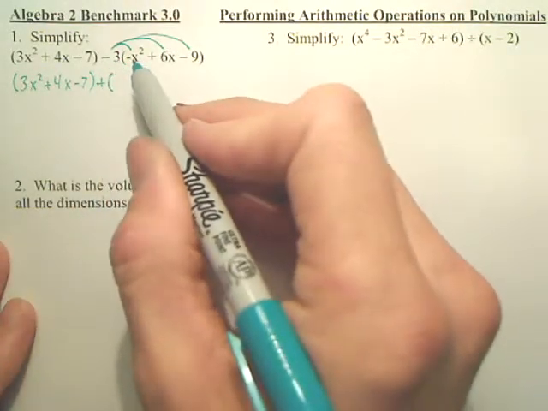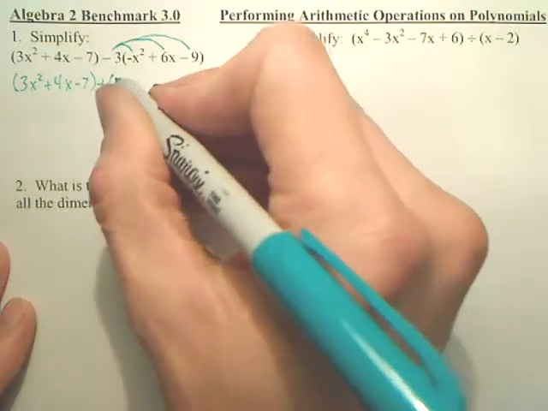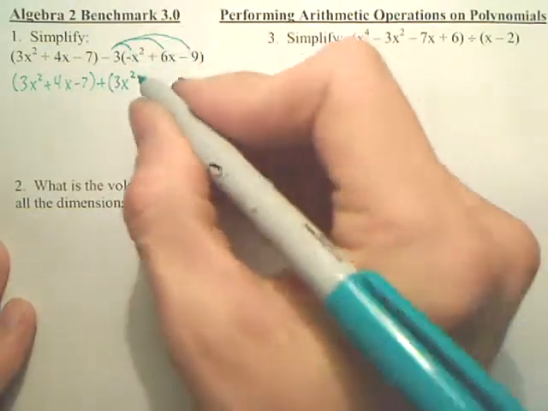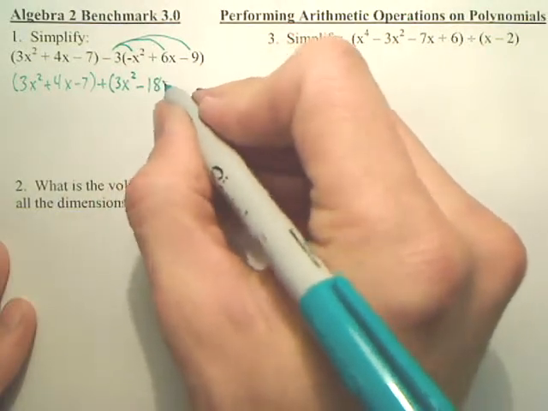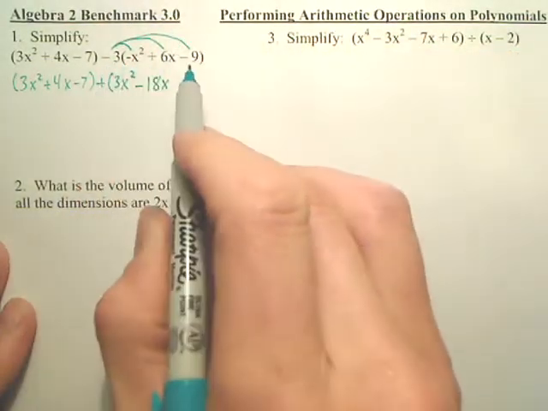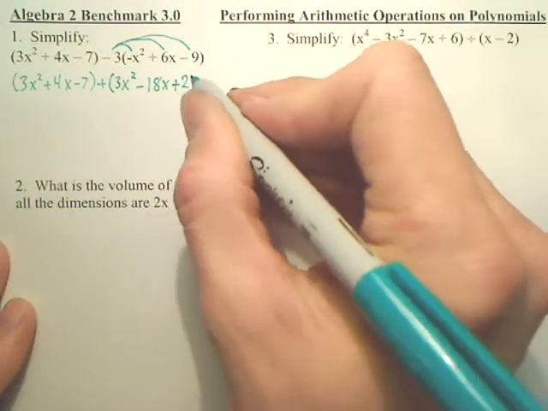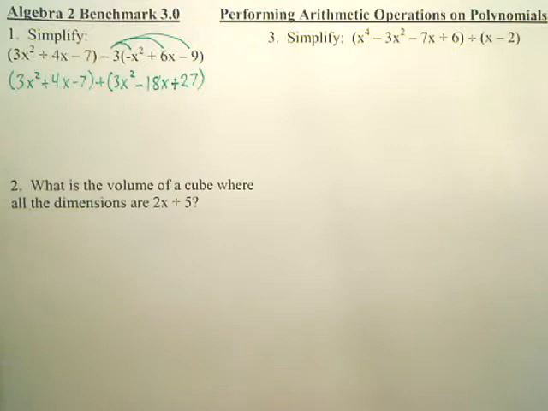So negative 3 times negative 1 x squared is positive 3x squared. Negative 3 times positive 6 is negative 18x. Negative 3 times negative 9 is positive 27. Okay.